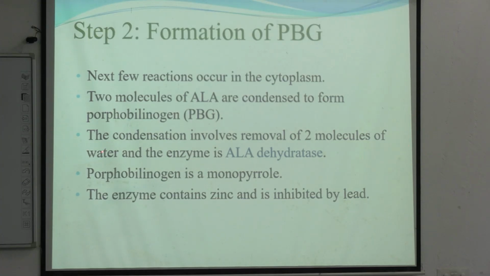Two molecules of water are removed in this condensation reaction, and it is very easy to remember the name of the enzyme in this step also. It is ALA dehydratase. Two molecules of ALA get condensed by removal of two molecules of H2O. Now, what is produced? Porphobilinogen, which is a monopyrrole. And this enzyme ALA dehydratase contains zinc, and it can be inhibited by lead.